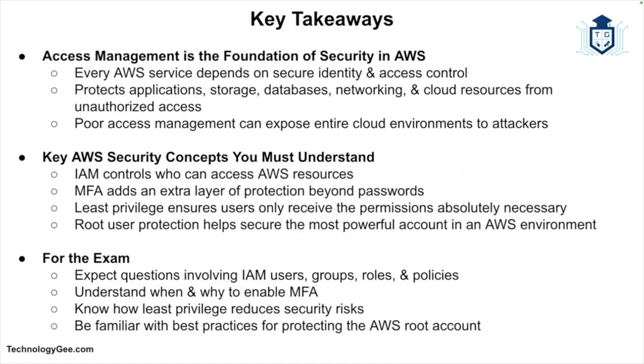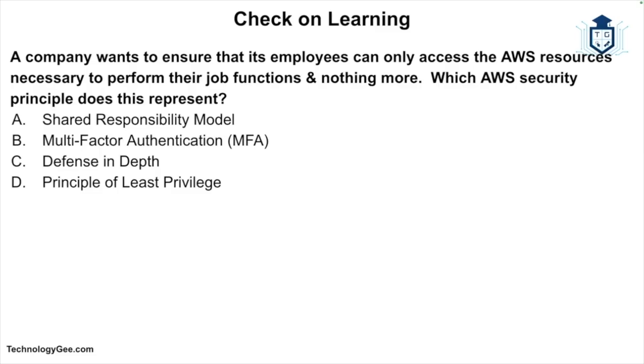All right, so why does any of this stuff even matter? Well, if you take nothing else from this lesson, just remember this. Access management is the backbone of AWS security. Everything you build, from applications to storage to networking, all of that depends on it being secure. For the exam, you're going to expect questions about identity and access management, multi-factor authentication, least privilege, and root user protection. So when it comes to real life application, if you understand all of this information, this is what's going to separate you from everybody who thinks they know something and put you in the category of those who actually know something. So with that being said, let's do some check on learning.